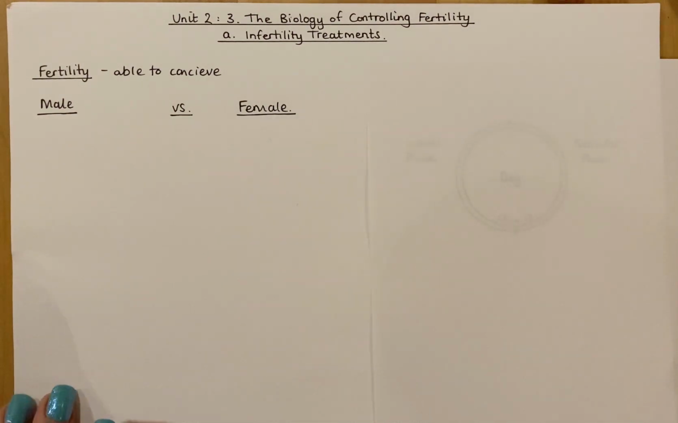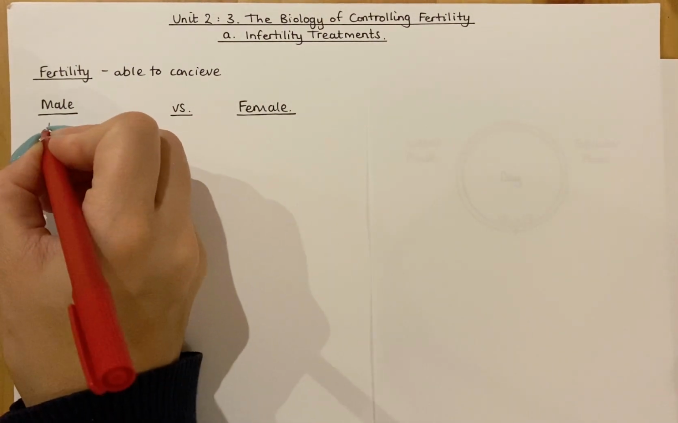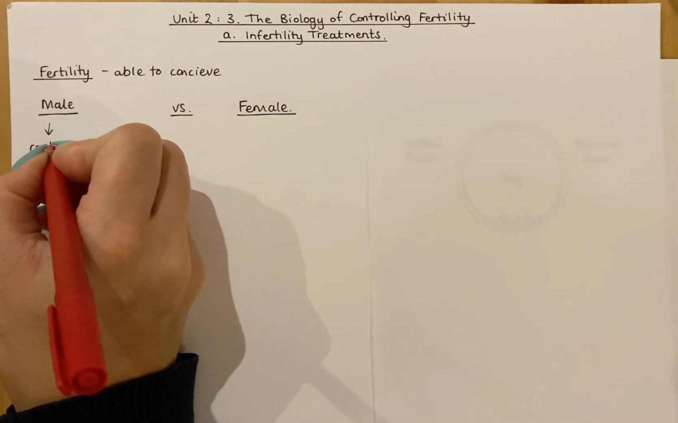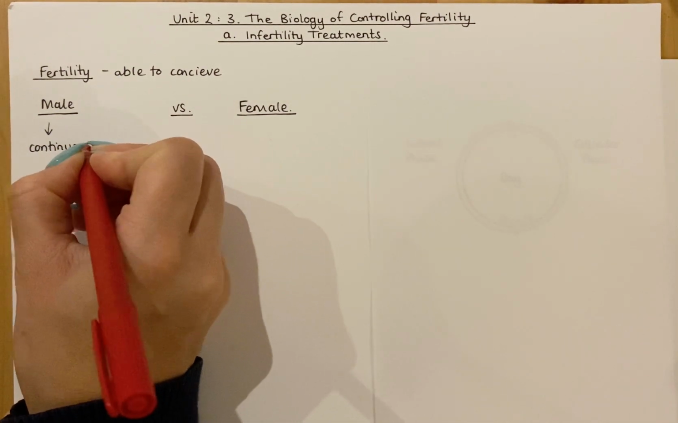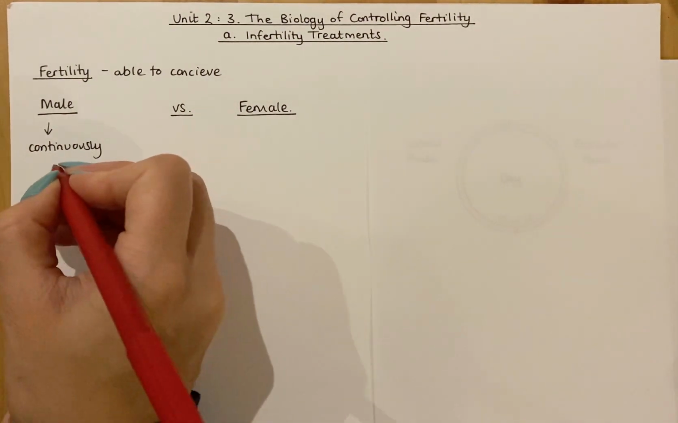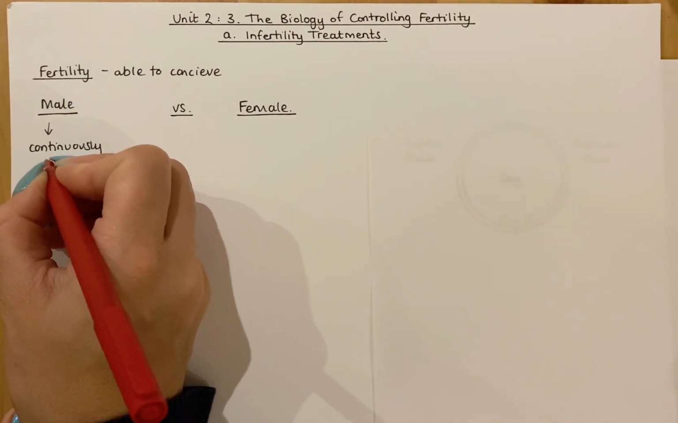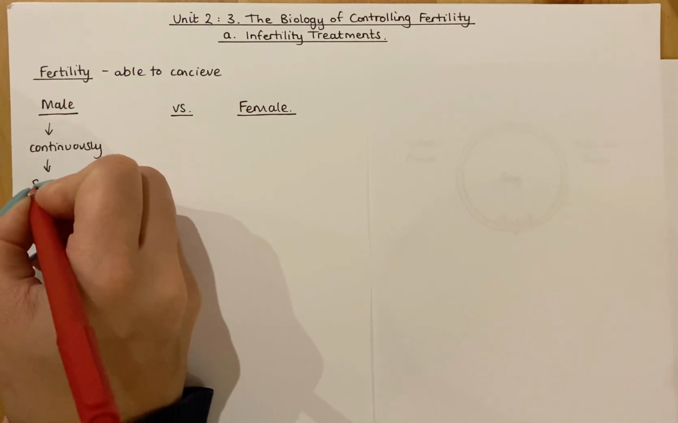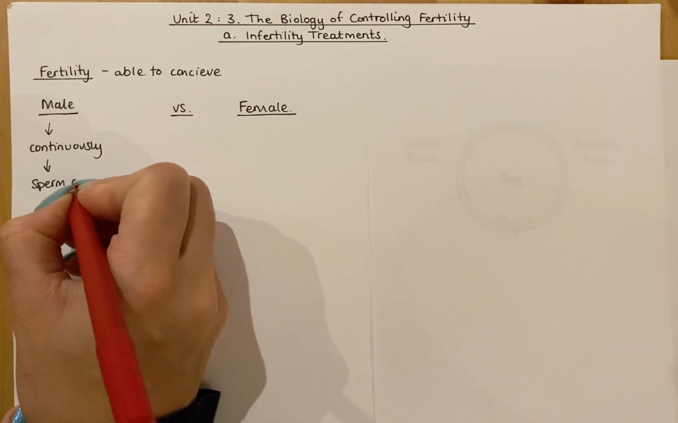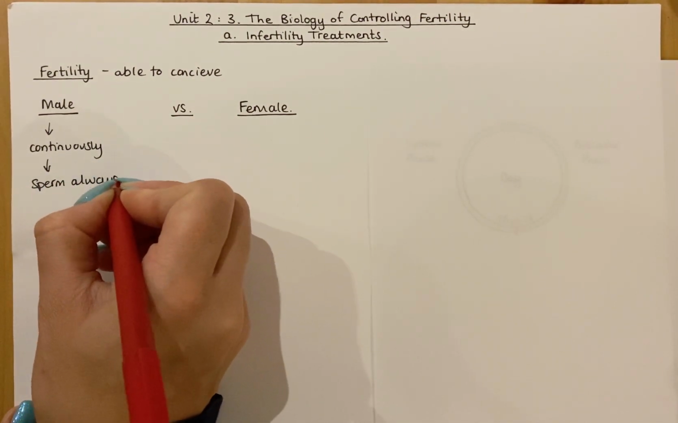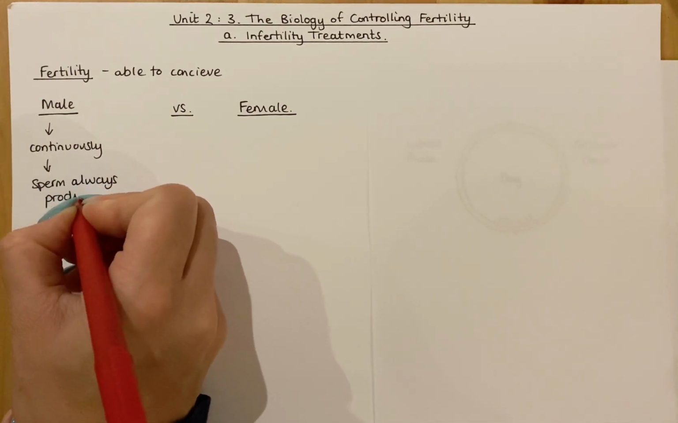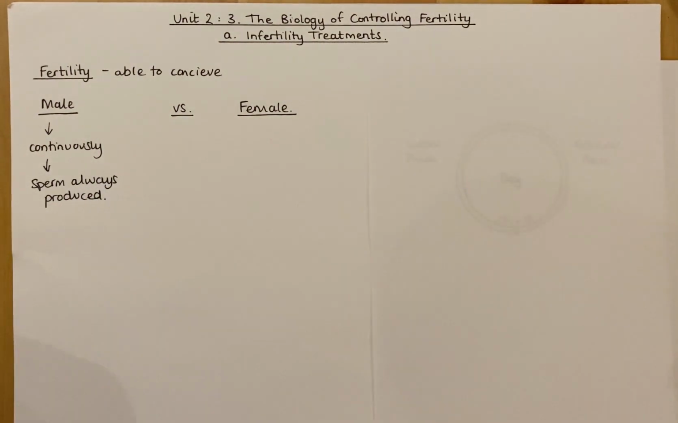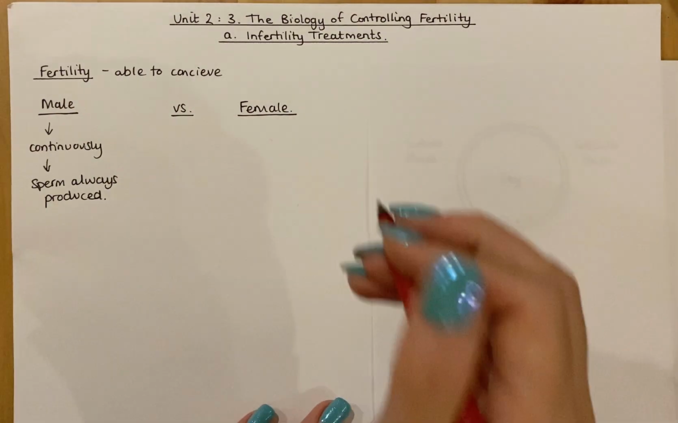In terms of male fertility, males are described as continuously fertile. What that means is that they are always fertile, sperm are always produced. That will begin from puberty and last the entirety of their lifetime. Obviously the quality of those sperm will decrease and the number might decrease, but generally the sperm are always produced. So continuously, just because they produce them all the time.